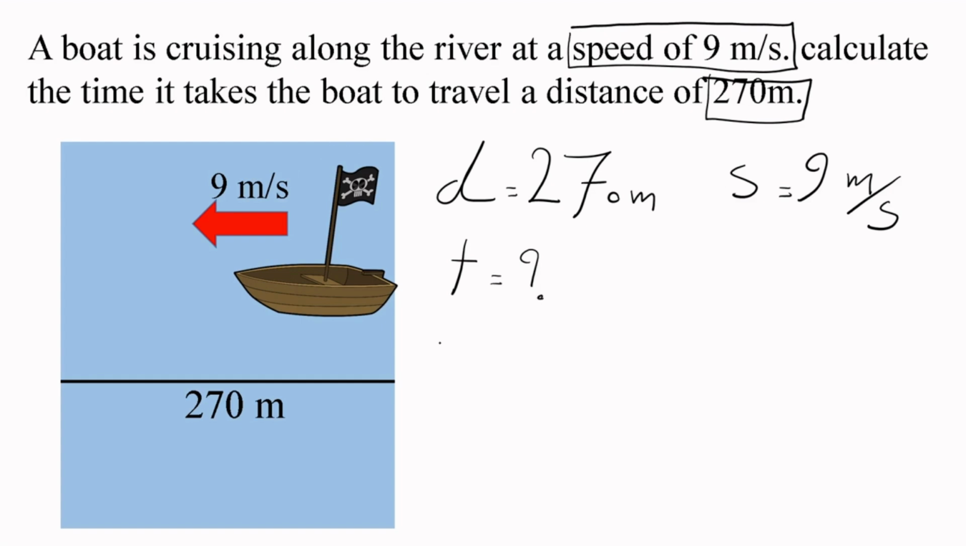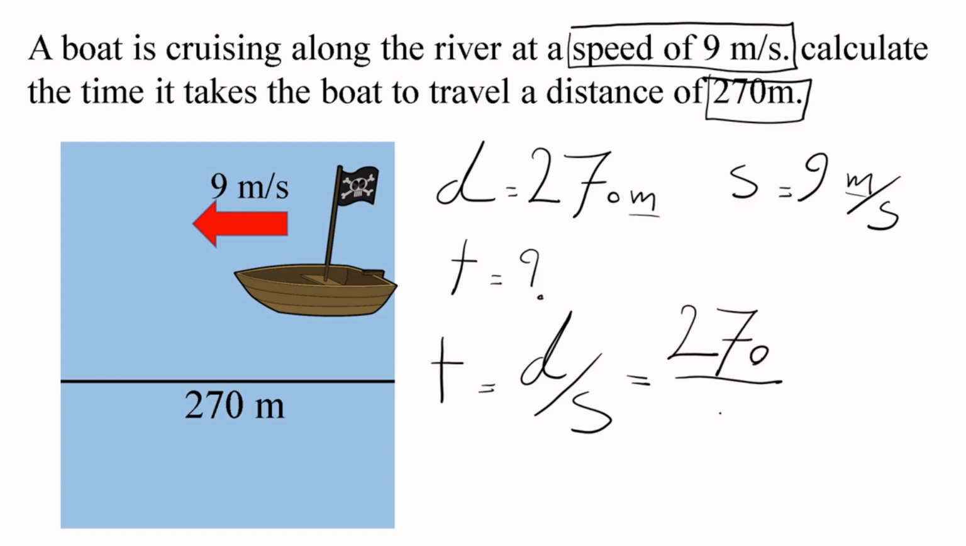So what was the formula that we are supposed to use for calculating t? I told you, for calculating t, you must use d over s. Let's check the units first. Here we have meter, okay? Here we have meter per second. So units are corresponding to each other, and we do not need any conversion. 270 over 9 is going to be 30. What is the unit of 30? Look at the unit of speed. We have second here, so it's going to be 30 seconds.